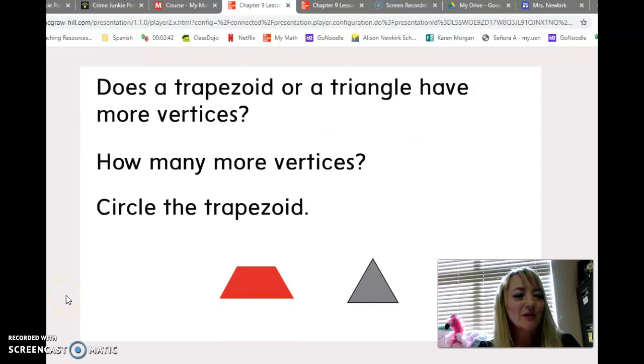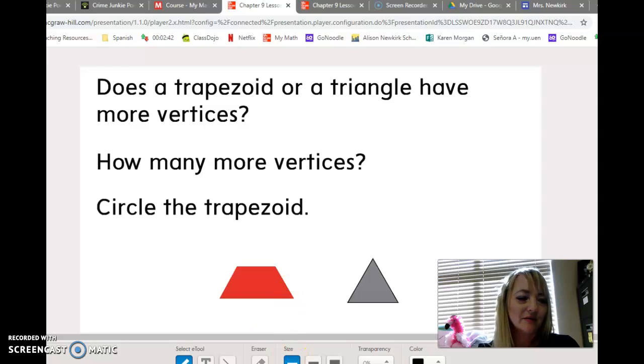Does a trapezoid or a triangle have more vertices? How many more vertices? Circle the trapezoid. Okay, so how many vertices does a trapezoid have? 1, 2, 3, 4. How many does a triangle have? 1, 2, 3. So how many more does a trapezoid have than a triangle? 4 compared to 3 is 1. Now we're going to circle the trapezoid.